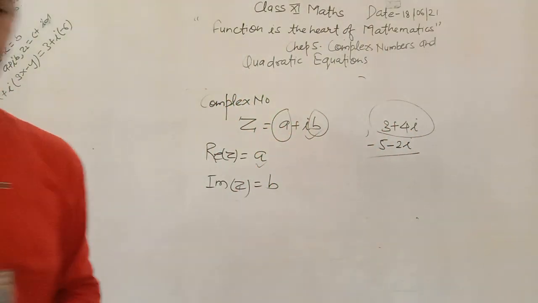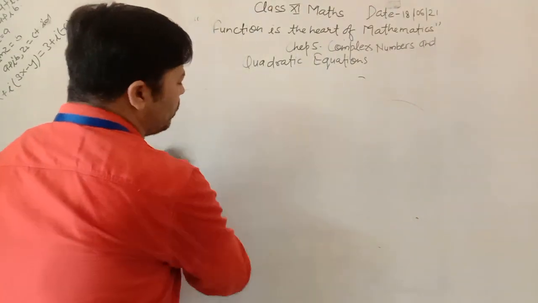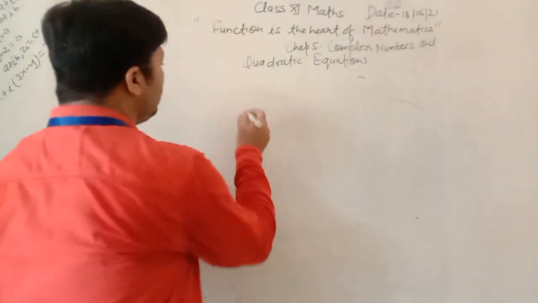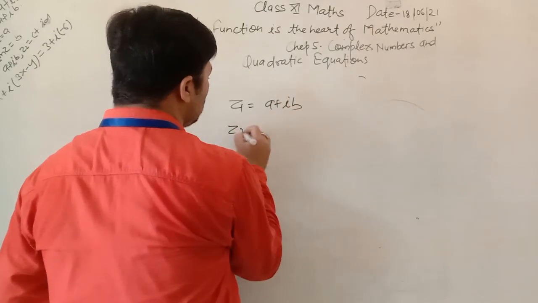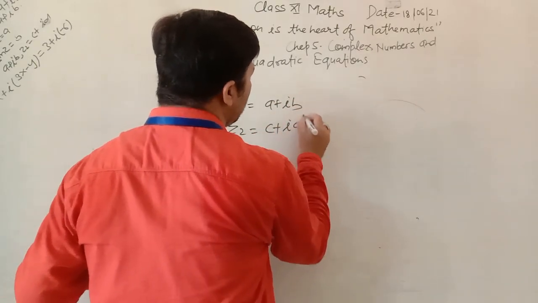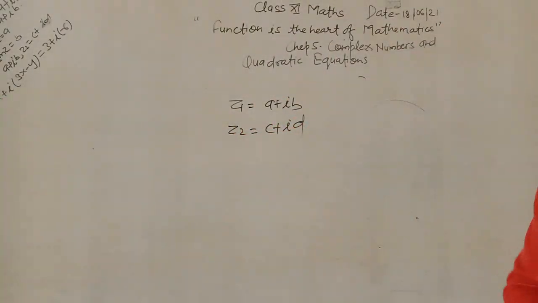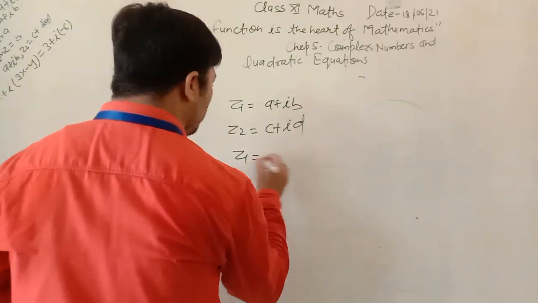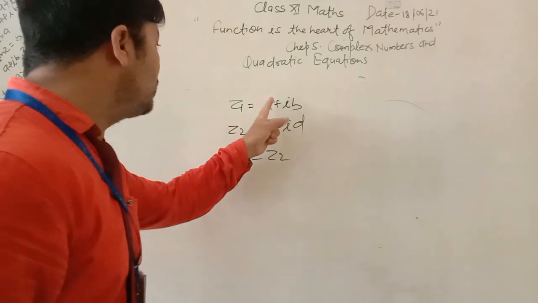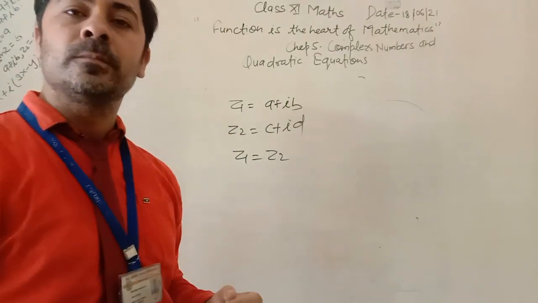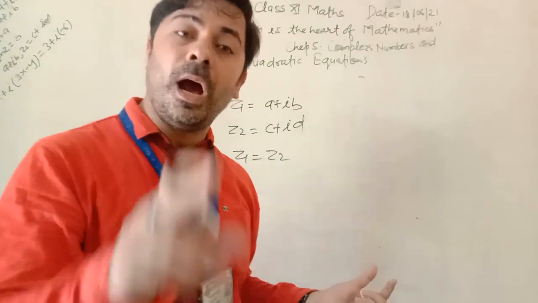Now, if you are given two complex numbers, Z1 is equal to a plus ib and Z2 is equal to c plus id, and it is said that both complex numbers are equal, meaning Z1 is equal to Z2, then a is equal to c. That means the real part is equal to the real part if both complex numbers are equal.